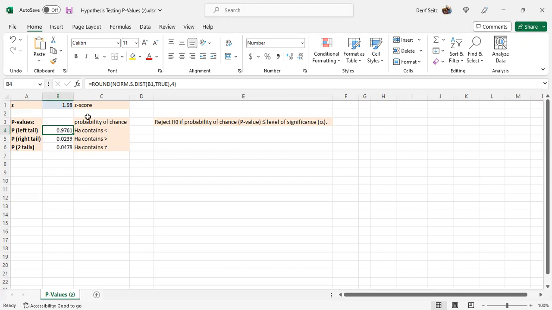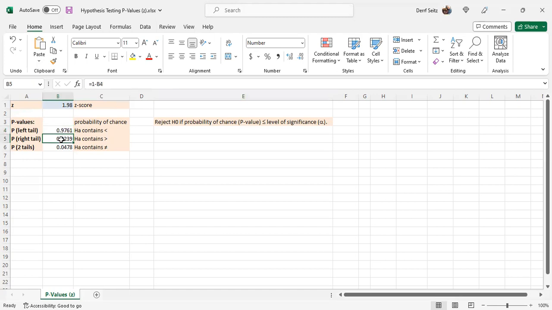For the left-tail test, this spreadsheet uses Microsoft Excel's NORM.S.DIST function. The S stands for standard normal. Passing in B1, the z-score, and TRUE, which is the default value for a cumulative distribution. And notice that all this is rounded to 4 decimal places.